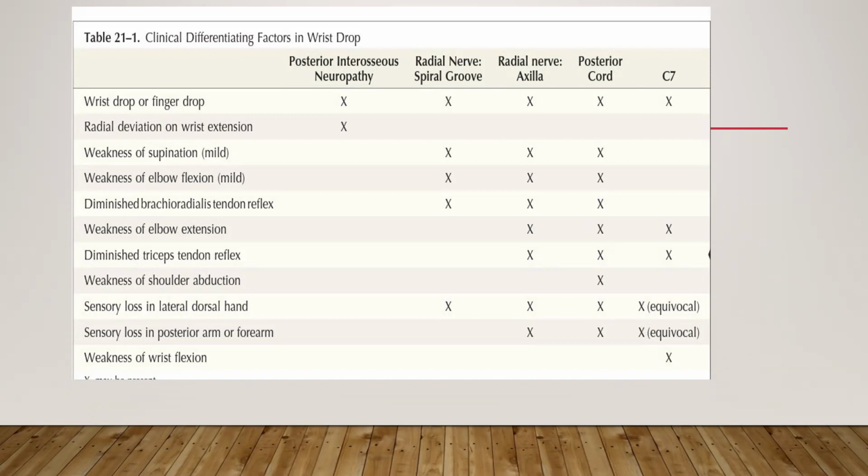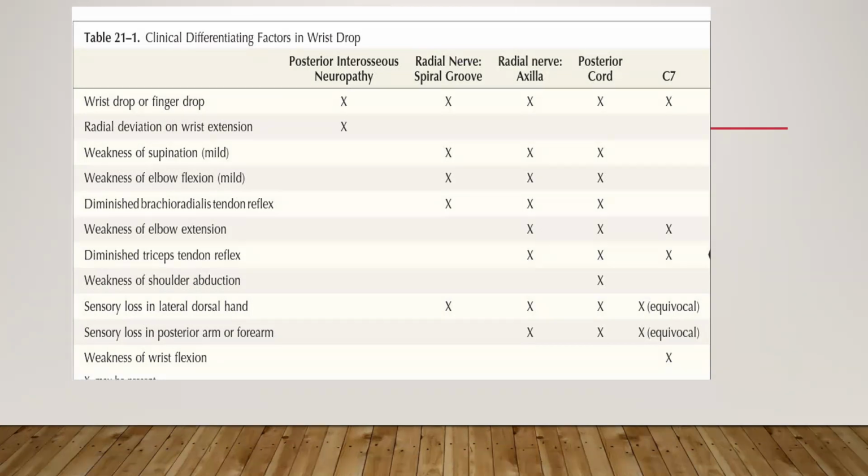Then the second thing is that at the spiral groove, two muscles are affected. Supination will be affected and brachioradialis will be affected. At the spiral groove, supination and brachioradialis will be affected. And PIN is wrist drop, and deviation on the radial side will be indicative of PIN palsy. Supination and brachioradialis being affected will be at the groove. So that will give rise to weakness of the brachioradialis, and also there will be impaired brachioradialis reflex.